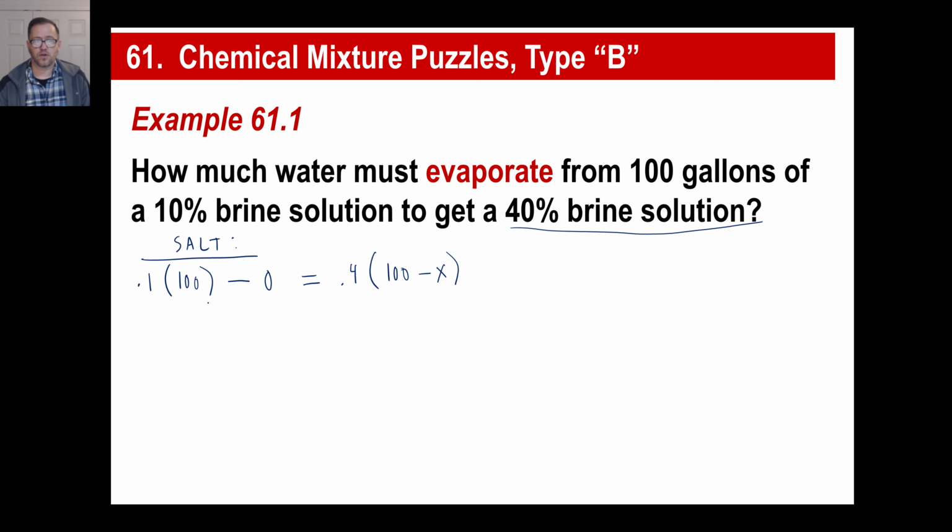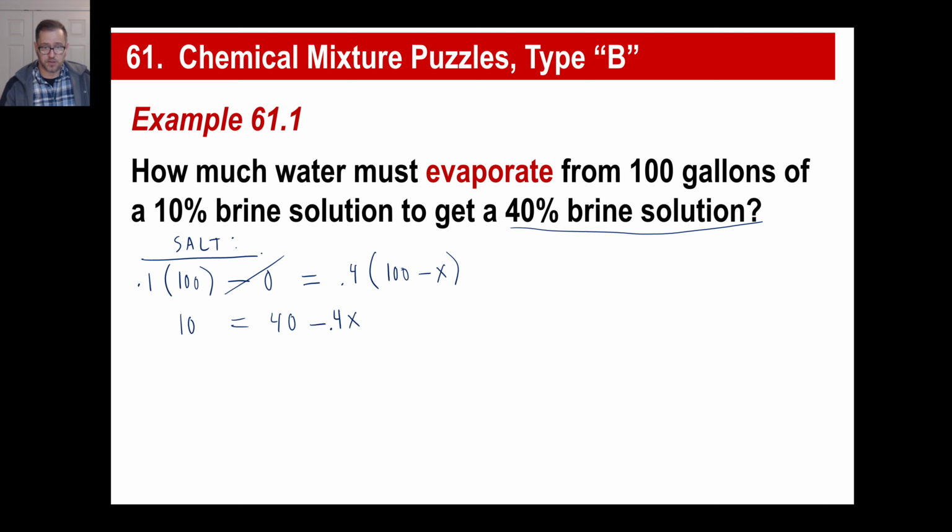Okay, so let's solve the equation now. 0.1 times 100, of course that's 10, right? Minus 0, go away. 0.4 times 100 is 40, right? Now, this is where commonly mistakes get made. Don't just write minus x, because you have the 0.4 times the minus x. So make sure you write 0.4x, okay?